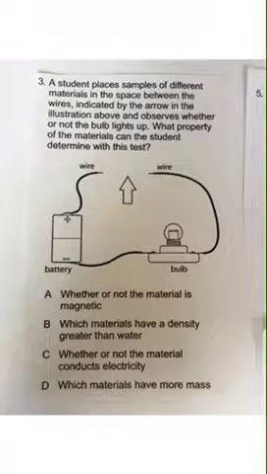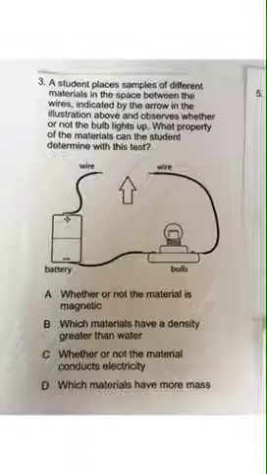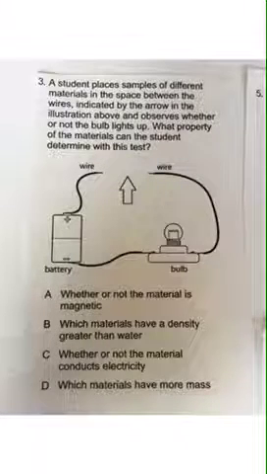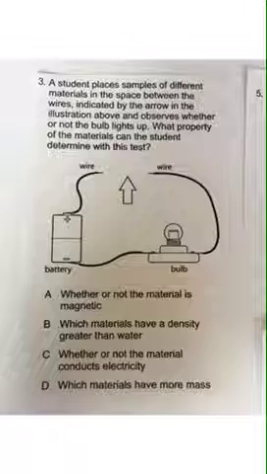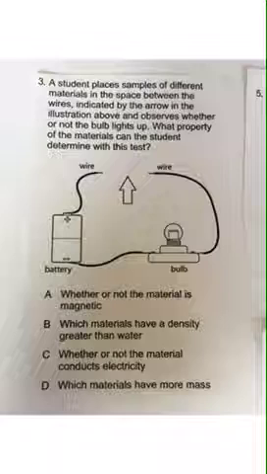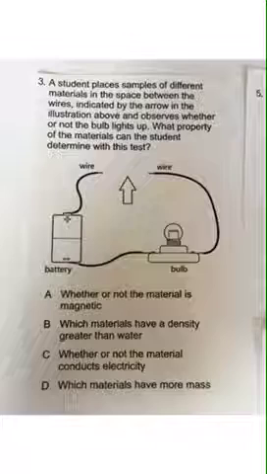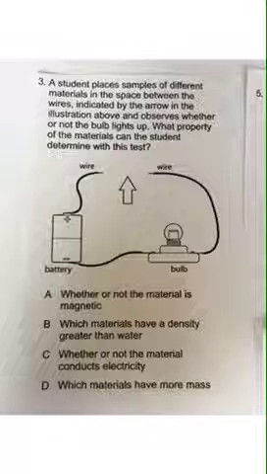Number 3. A student places samples of different materials in the space between the wires, indicated by the arrows in the illustration above, and observes whether or not the bulb lights up. What property of the materials can the student determine with this test? A. Whether or not the material is magnetic. B. Which materials have a density greater than water. C. Whether or not the material conducts electricity. Or D. Which materials have more mass.